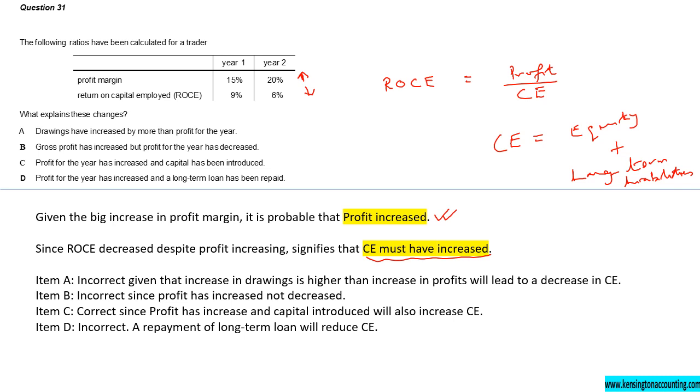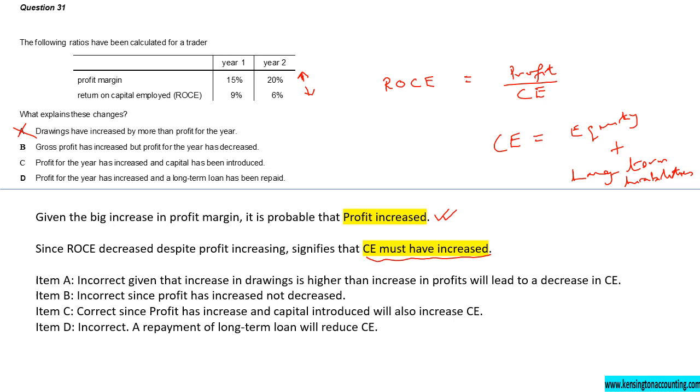A, it says as drawings have increased by more than profit for the year. Now, if drawings has increased, drawings is part of equity, it's a deduction. An increase in drawings would reduce equity. A reduction in equity will reduce capital employed. A reduction in capital employed will increase the return on capital employed, not decrease it. Here we're looking for a decrease. Therefore, this answer is wrong.